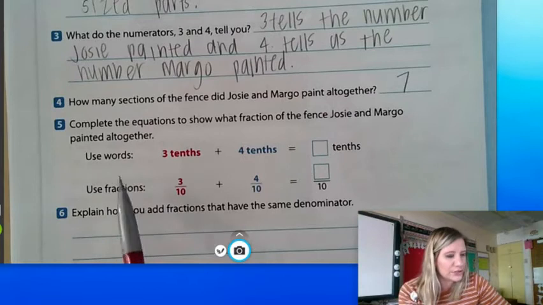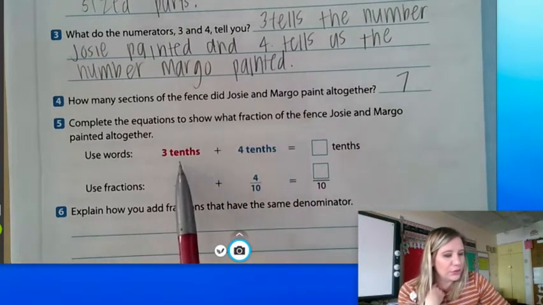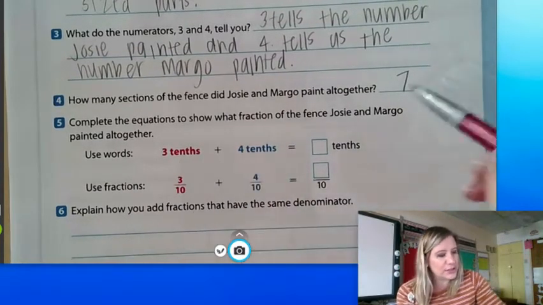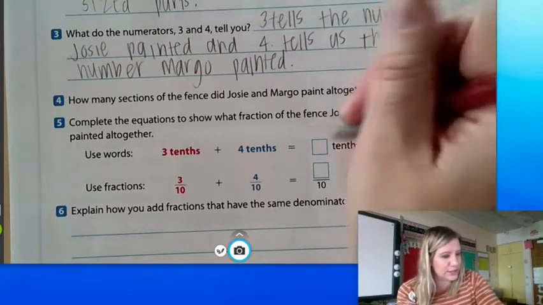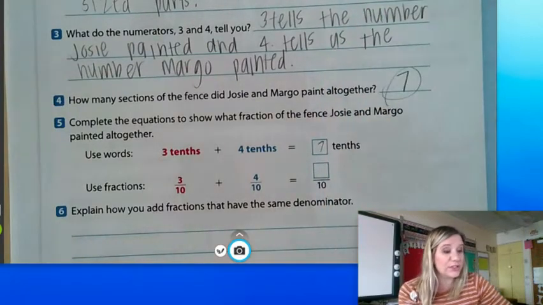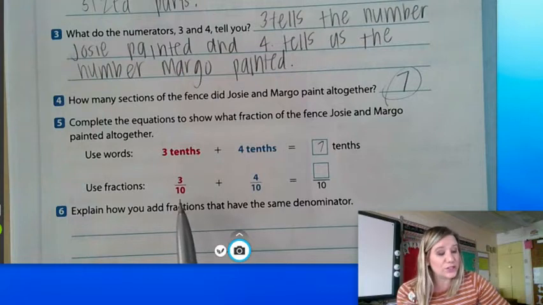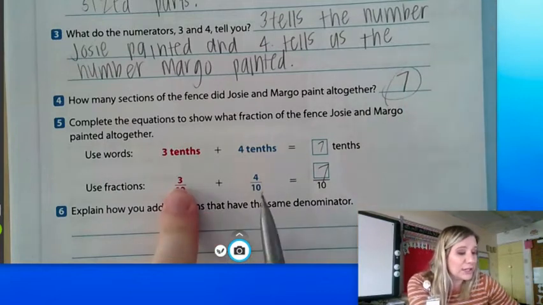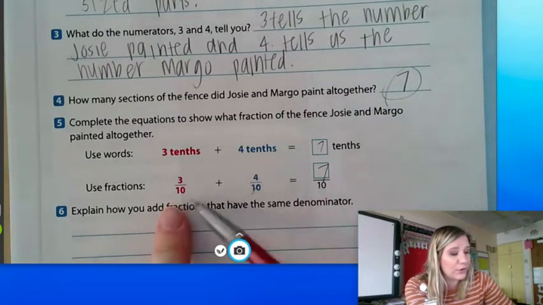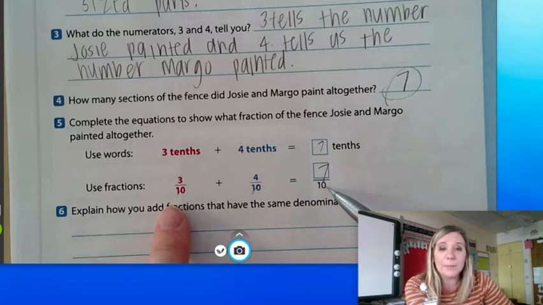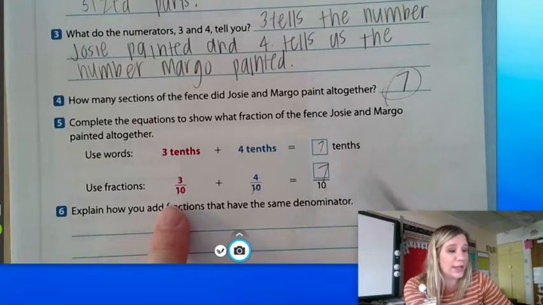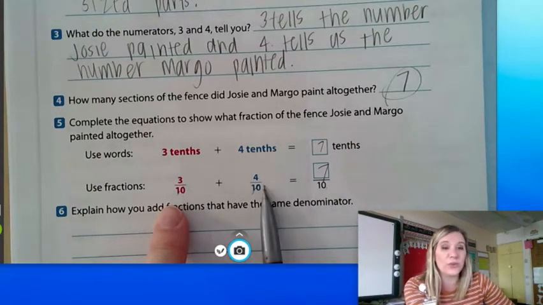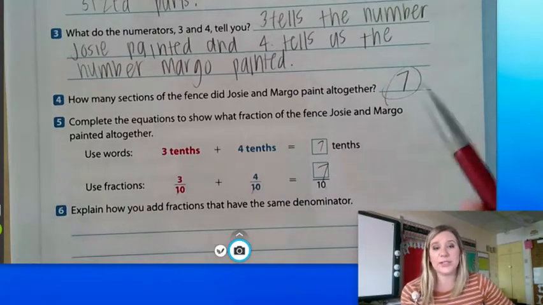Well, using words, which is what we did up here, 3/10 plus 4/10 is equal to that 7 that I just said. So 7/10. So now using fractions, 3/10 plus 4/10 equals 7/10, which makes sense because if our denominators are the same, if our whole is the same, we keep that 10, we keep our whole the same, and then we can add the 3 plus 4 as if they're whole numbers to get 7.